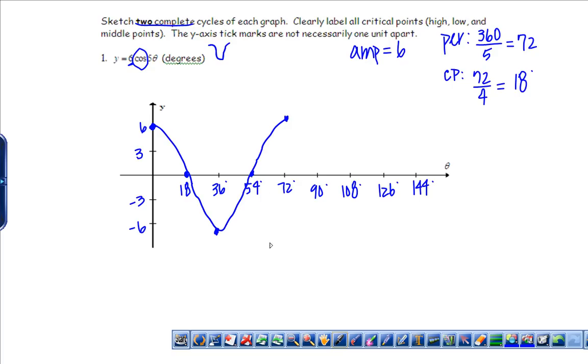That is a full cycle. 72 degrees was the period. So now I'm going to start over. At 72 is the top, middle, bottom, middle, and back to the top. So if I can make this a little more curvy.